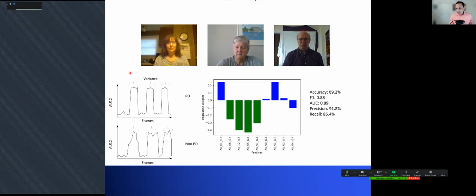So we did this work and we were able to do a fairly good job in recognizing whether somebody has Parkinson's or not by looking at some of those expressions here.